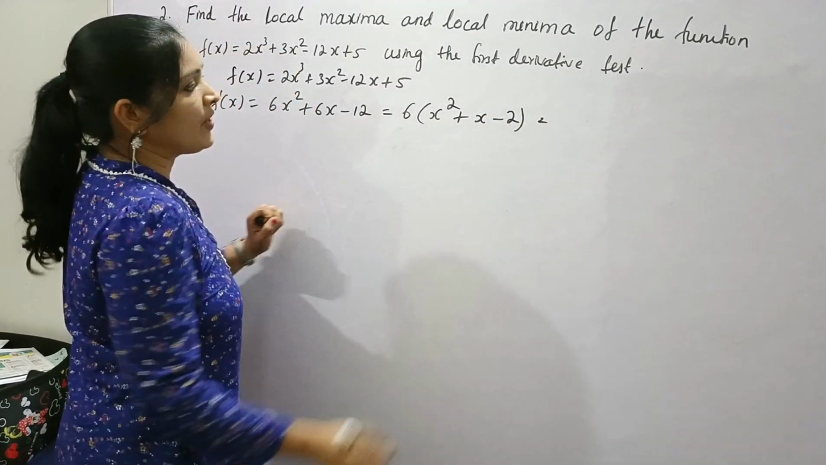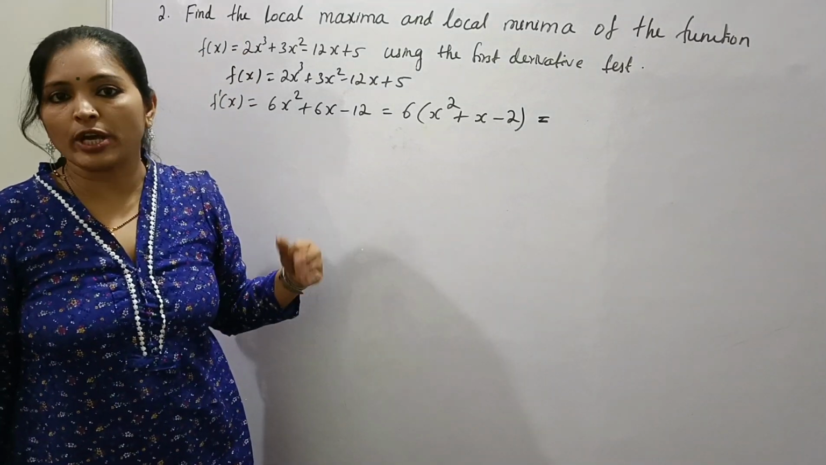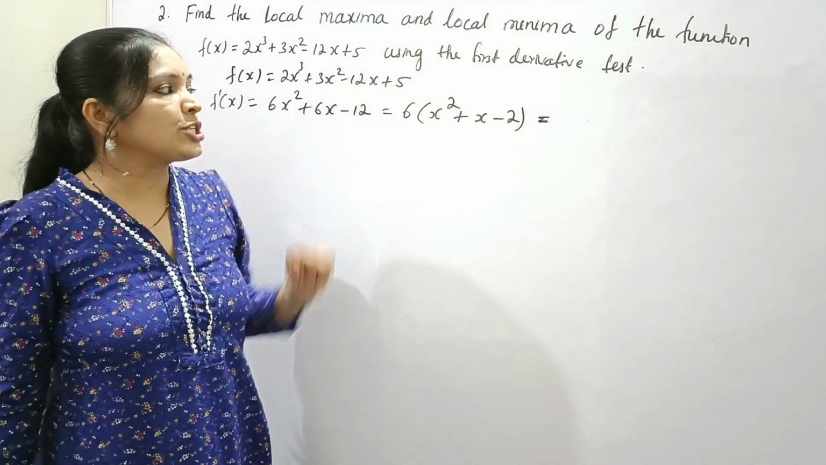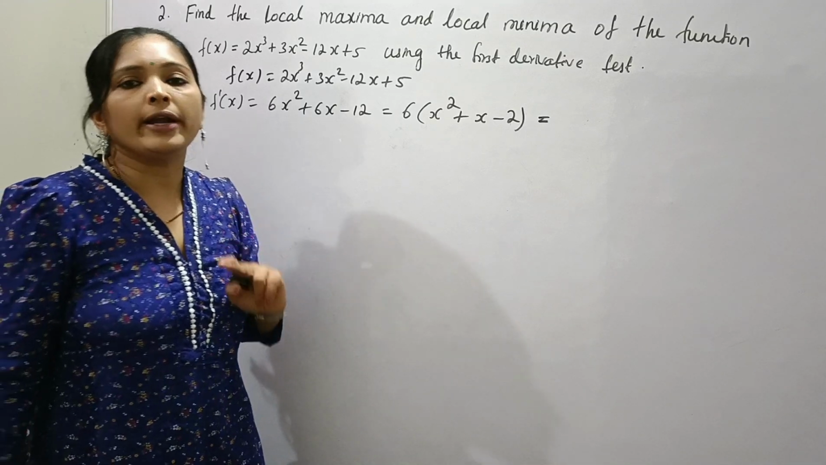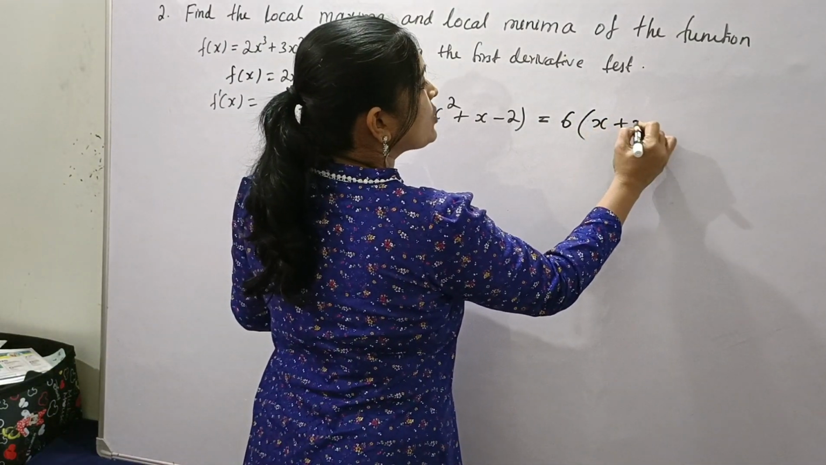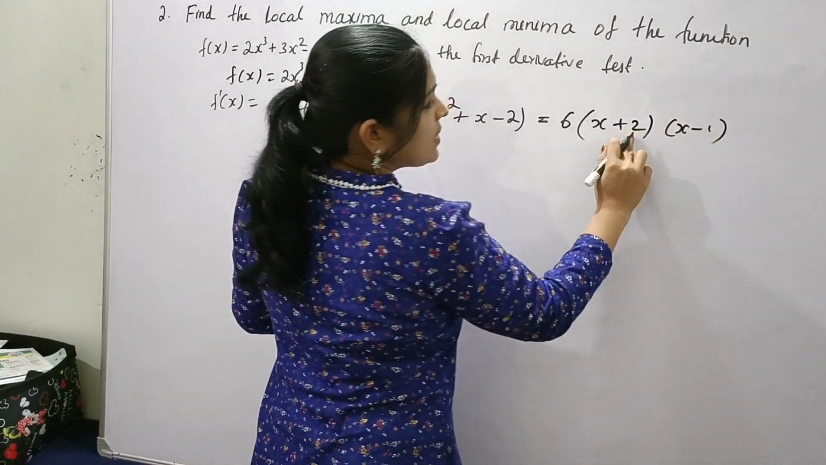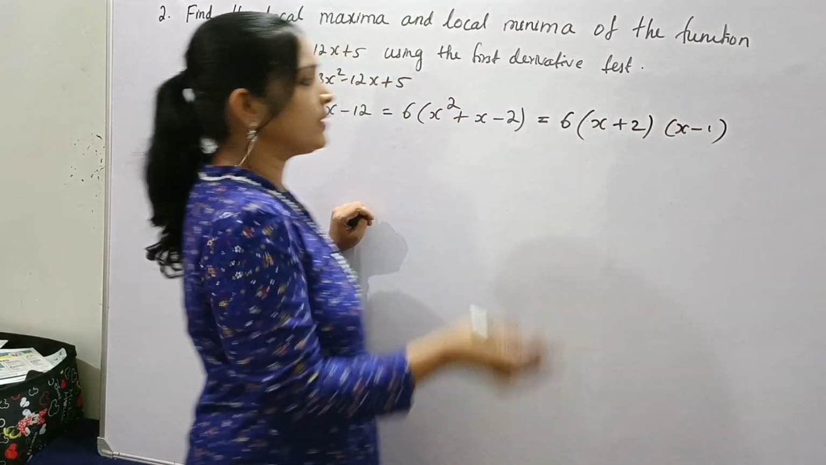Now here we have to find the critical points. So we have to make it in the form of x plus a into x plus b. See here, multiplication is minus 2, addition is 1. So the numbers are 2 and minus 1. So we can write it as 6 into x plus 2 into x minus 1, since plus 2 into minus 1 is minus 2, and plus 2 plus minus 1 is plus 1.